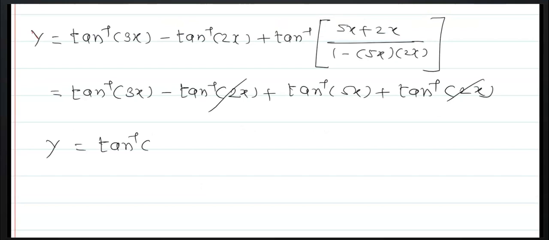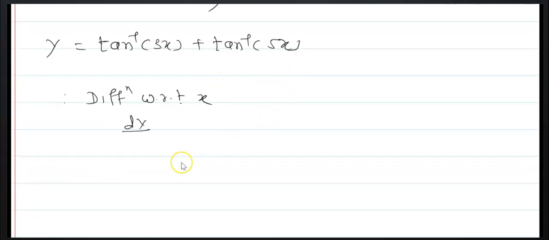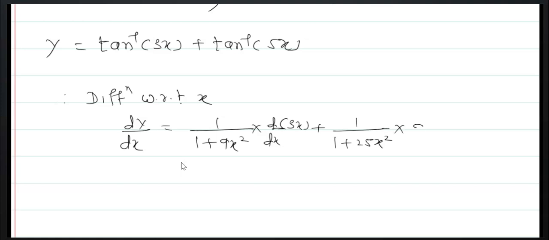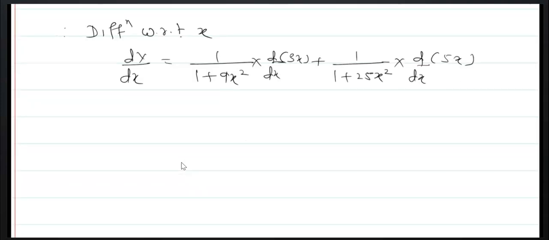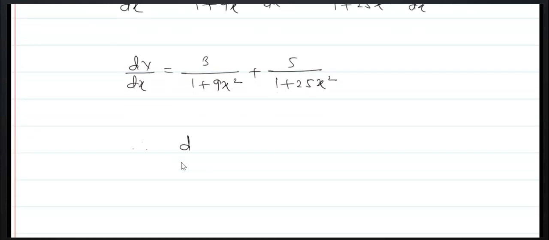Differentiate this. That is, y is equal to tan inverse of 3x plus tan inverse of 5x. Their derivatives: 1 upon 1 plus 9x square into d/dx of 3x, plus 1 upon 1 plus 25x square into d/dx of 5x, which is 5. This is the answer. Therefore, dy by dx is equal to 3 upon 1 plus 9x square plus 5 upon 1 plus 25x square.